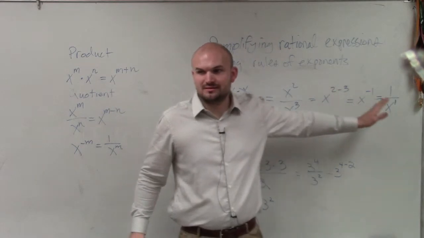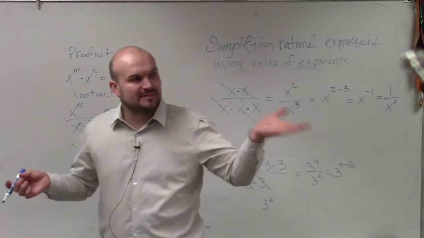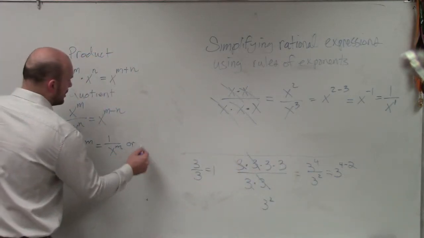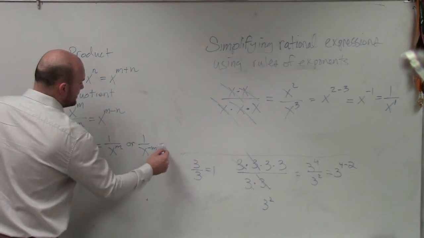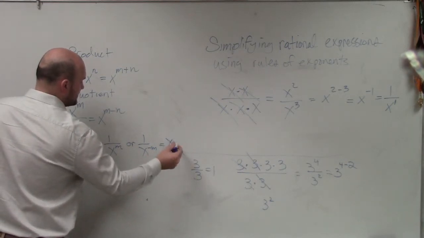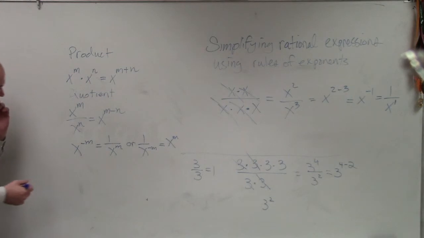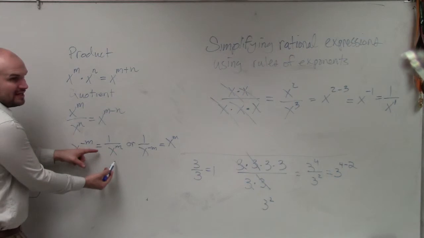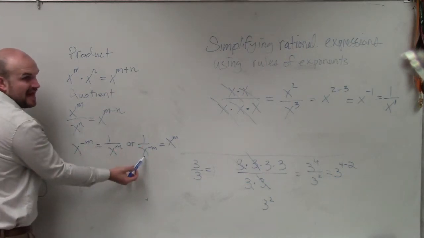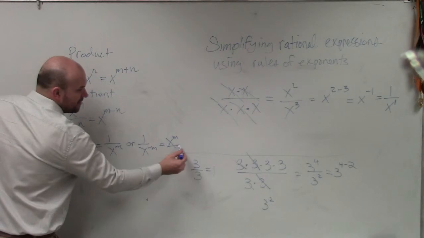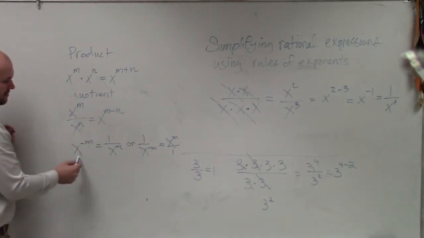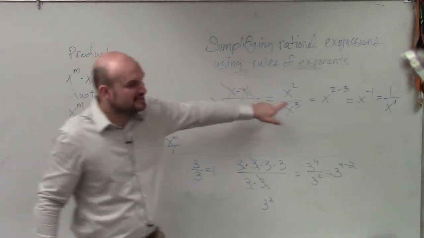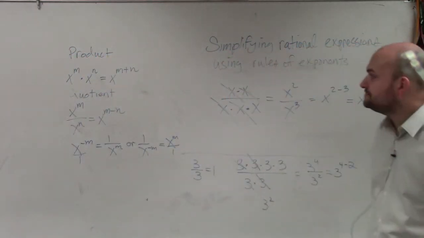Does everybody see that? Kind of. So think about when you have something negative, you're going to want to rewrite it in the denominator. And in the same case, 1 over x to the negative m equals x to the m. So if it's negative, to write it as a positive power, you have to put it in the denominator. If it's negative in the denominator, to write it as a positive power, you have to put it in the numerator. Does that kind of make sense? You guys see what happens? You can see where that goes.